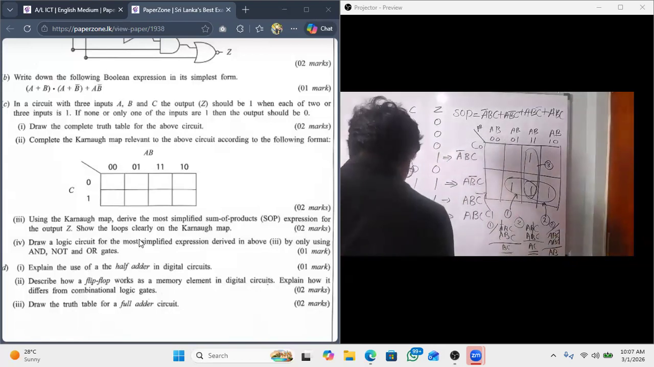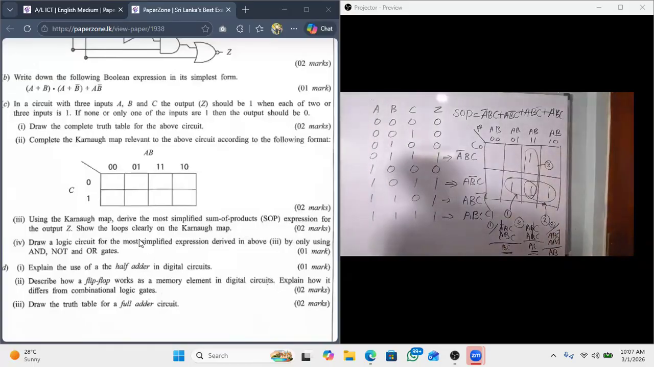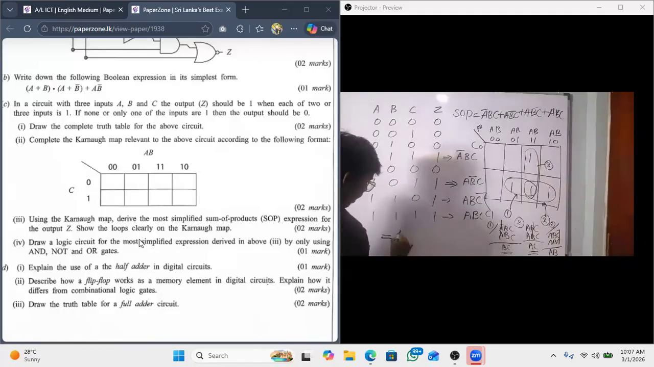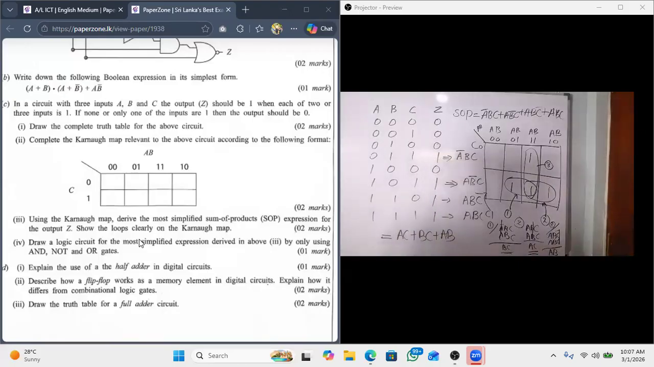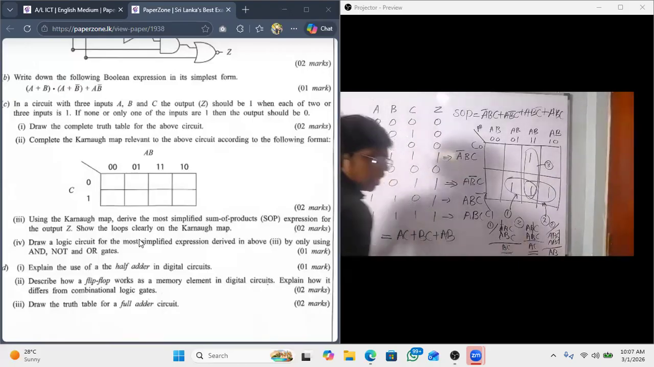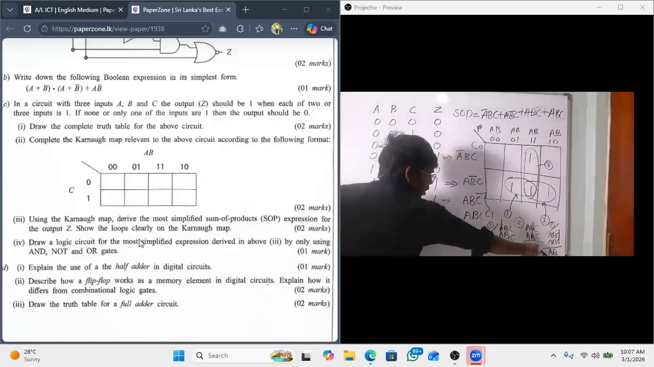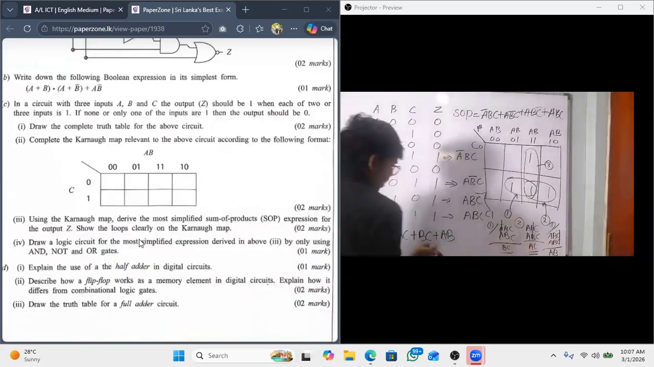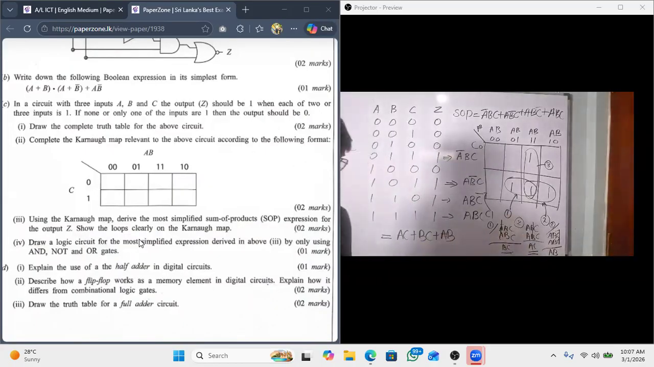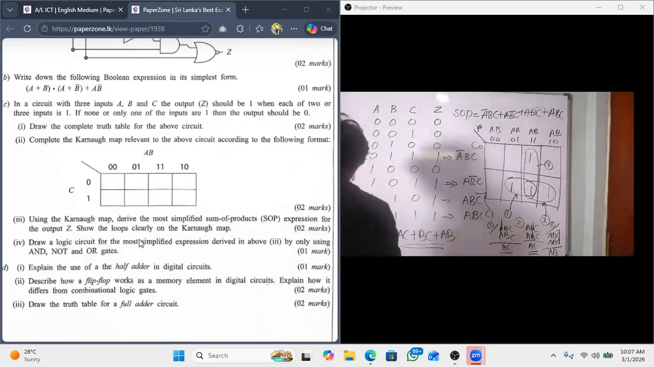You can write your answer. I will write the answer here. Answer is AC plus BC plus AB. If you have questions, please put it in the chat. I took this one first. No need for the order, it doesn't matter. So AC plus BC plus AB here. This is my answer. Did you get that answer?